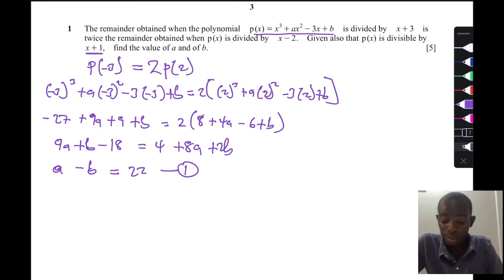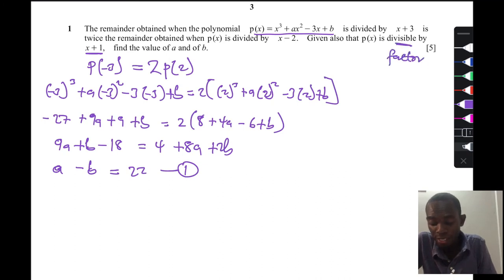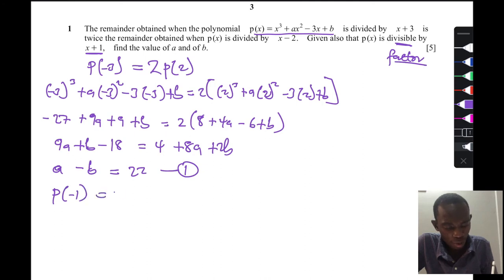Now, if it is divisible, that means that it is what? A factor. And if it's a factor, then when we find the zeros and put them into p of x, it should give us 0, right? So the zero of x plus 1 is actually x equals negative 1. So that means p of negative 1 equals 0.